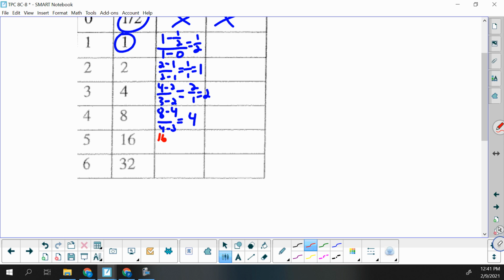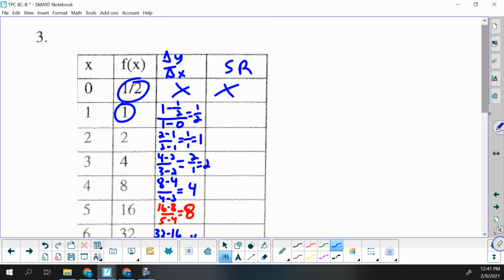We'll have 16 minus 8 over 5 minus 4. So that's 8 over 1, which is 8. And to finish out, 32 minus 16 over 6 minus 5, which will give us 16 over 1, which is 16. So it looks like this is not going to be linear, so hopefully we'll get the successive ratios to be the same, and it'll be exponential.